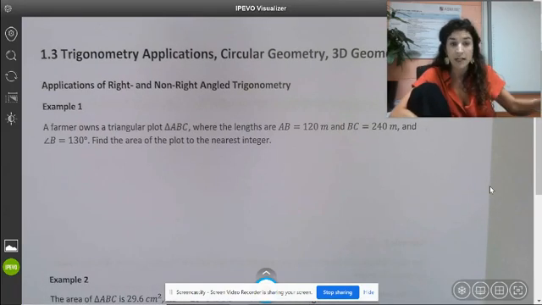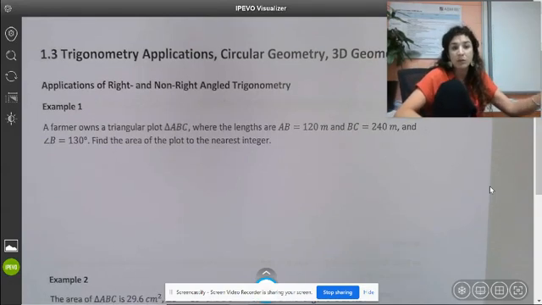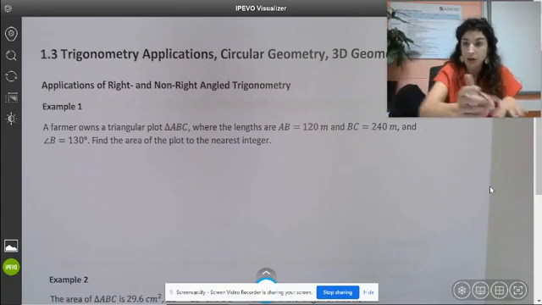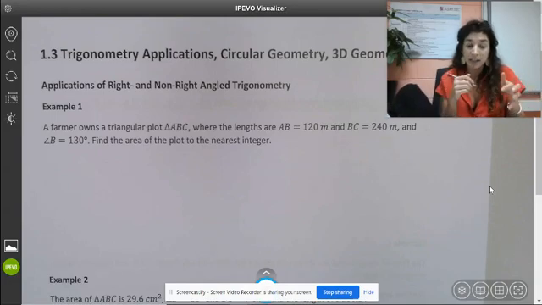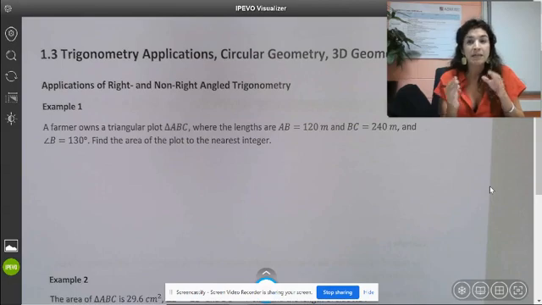A farmer owns a triangular plot, ABC, where the lengths are AB equals this, BC equals that, angle B equals that. Find the area of the plot. I would first say we should draw the triangle. It doesn't matter what your triangle looks like, or if the lengths you draw are true to size, because I just want you to get an idea of the relationship of the side lengths to each other.